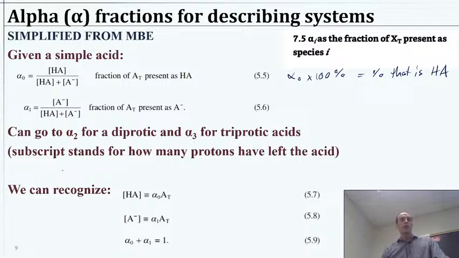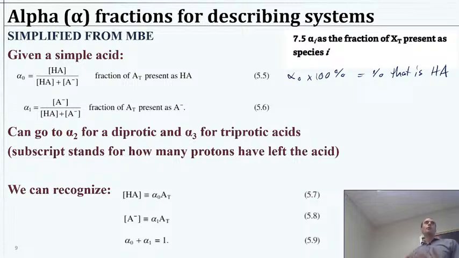Here's the formal definition. The subscript is how many protons have left the acid. So with all those pieces together, there's some other mass balance pointers that we can look at. And we could say that the concentration of HA is going to be equal to alpha 0 times A total.